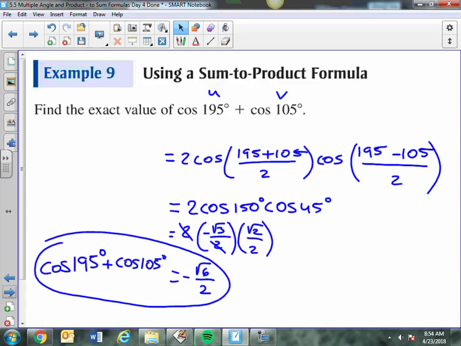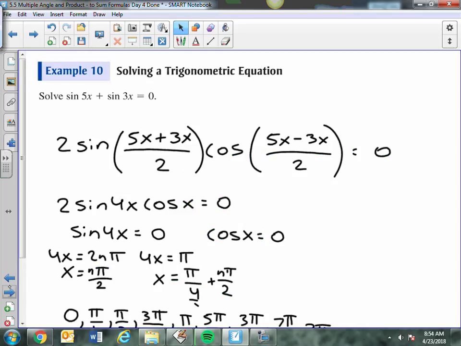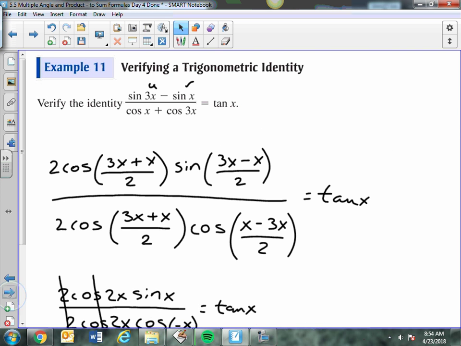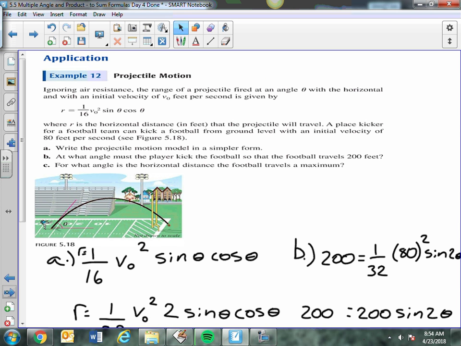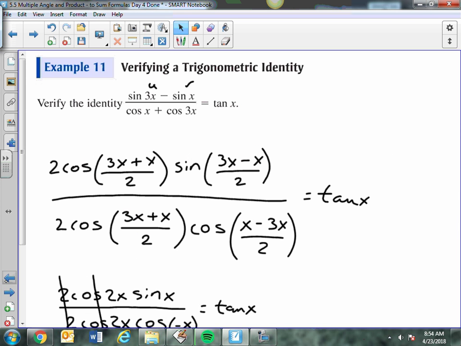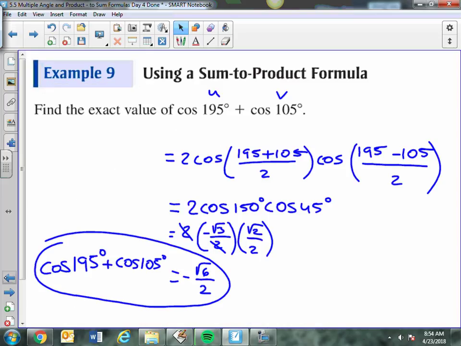So what we'll do tomorrow, since there is a lot thrown at you here, is we'll try to go through example 10. I see I have some things written down there. We'll go through example 11, and we'll go through this example 12. And then that will be the end of the chapter.